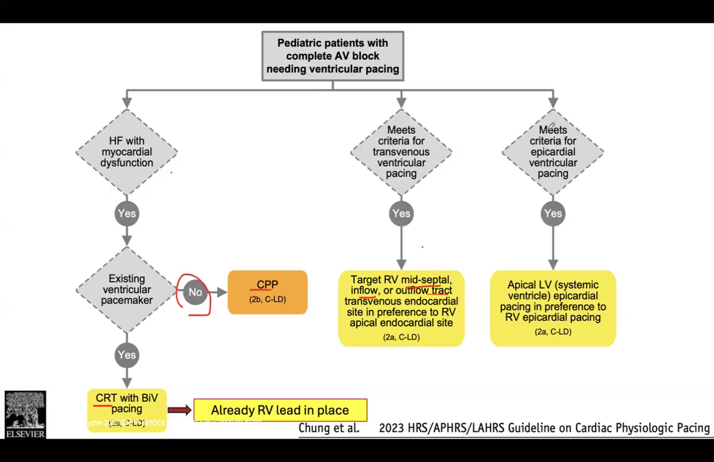And then if an epicardial system is indicated or is the only option possible, we tell our surgeon to do apical RV lead placement, which is better than RV apical placement. Makes sense, guys? So this is our routine going forward.